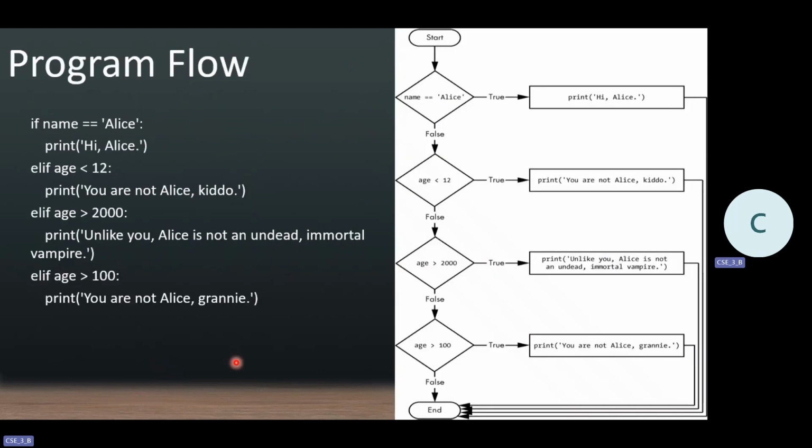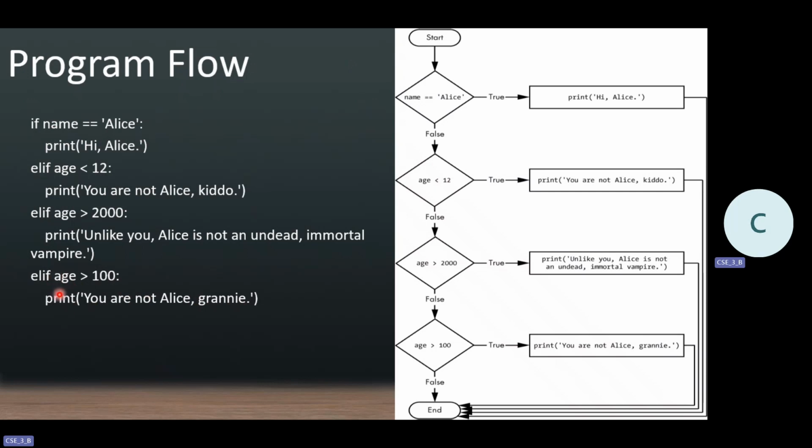So what is the program flow related to this? We can observe one more example. If name is equal to Alice, then we print hi Alice. Otherwise, we check one more condition, that is age less than 12, print you are not Alice. Then, otherwise, if age is greater than 2000, that is the immortal, meaning the person doesn't exist. Then elif age is greater than 100, print you are not Alice, granny.